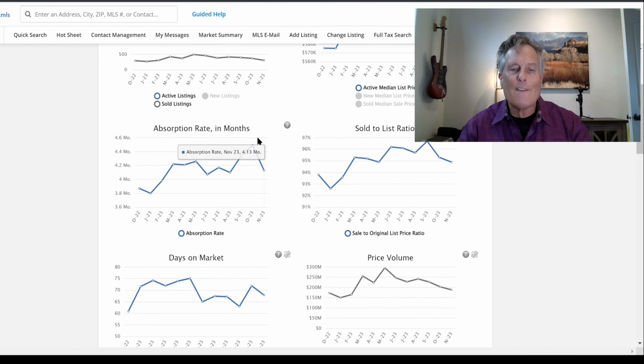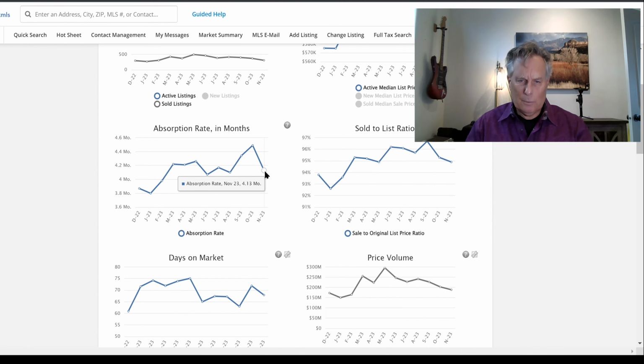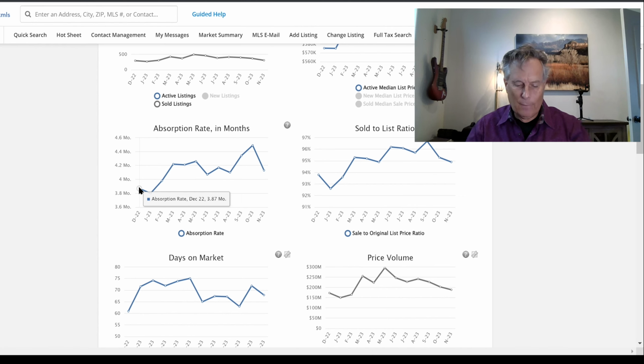Absorption rate, this is my favorite, one of my favorite tools for looking at stuff. And this is how many units are selling each month versus how many months worth of inventory do we have. So right now we're at 4.13 months. Last year we were at 3.87 months, so not too far different.